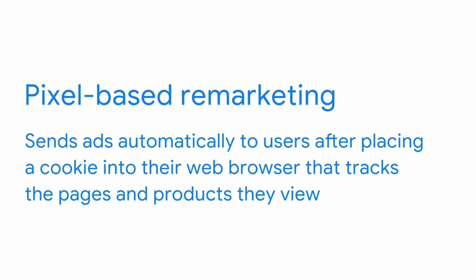Let's talk a bit about how remarketing works. As we discussed earlier in the program, remarketing can be used with various digital marketing channels, including paid search, display, email, and social media. There are two main types of remarketing: pixel and list-based. Pixel-based remarketing sends ads automatically to the user after placing a cookie into their web browser that tracks the page and products they viewed.